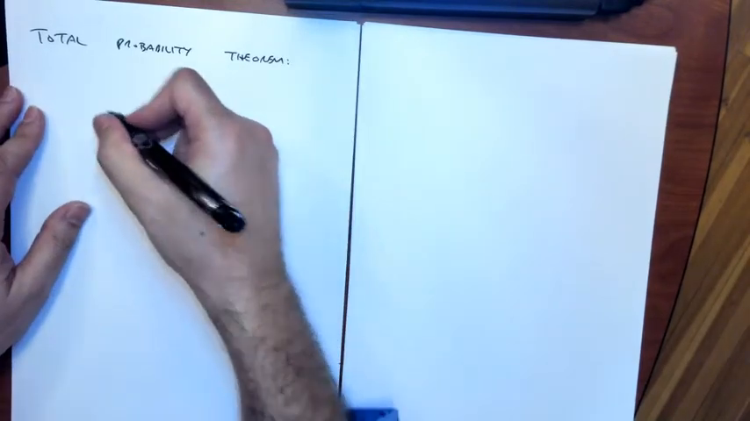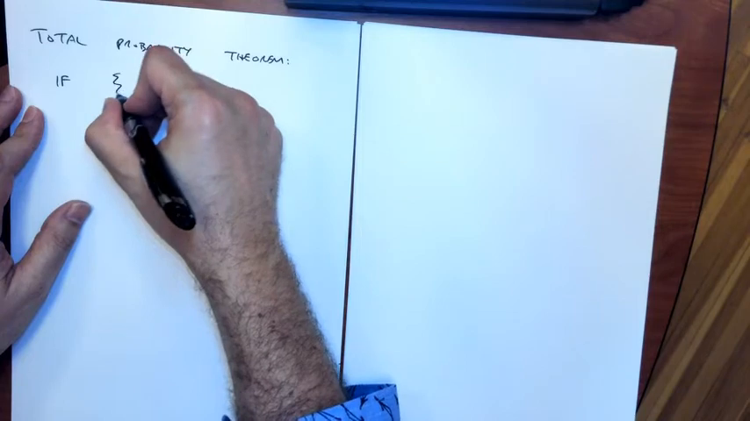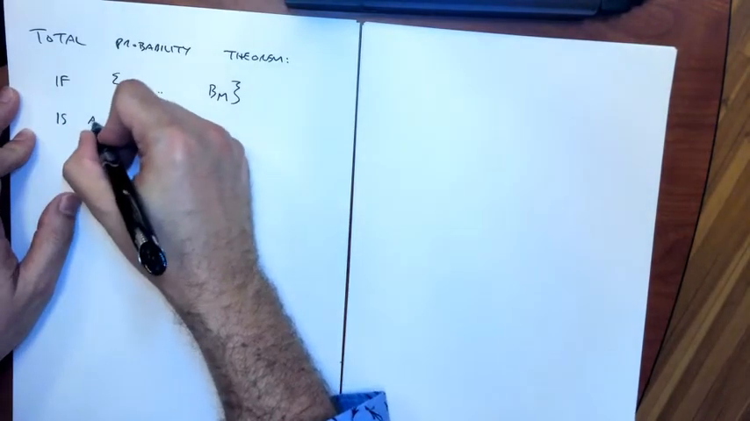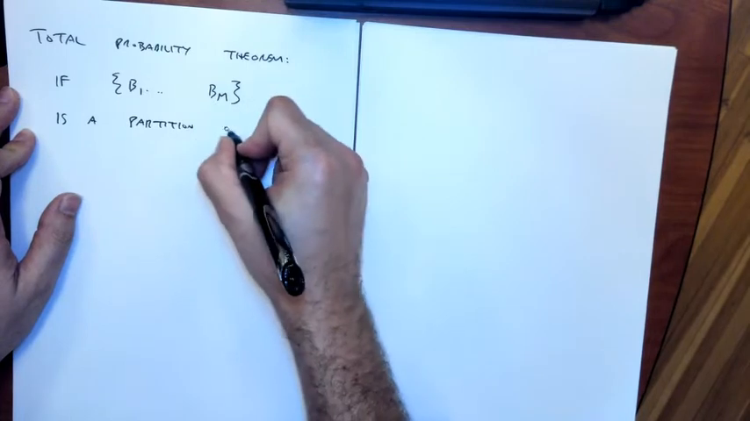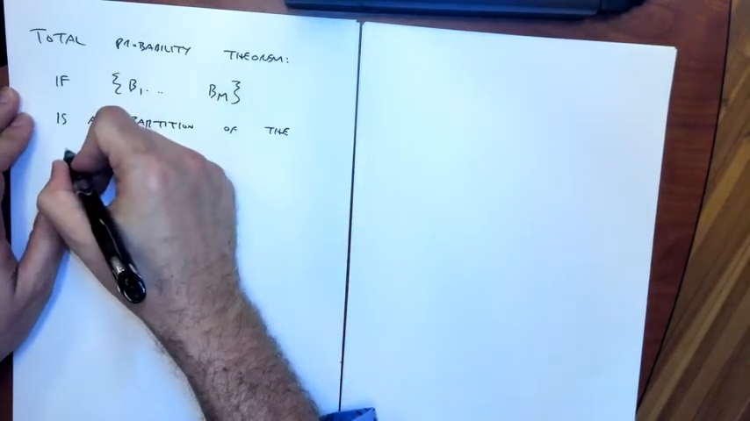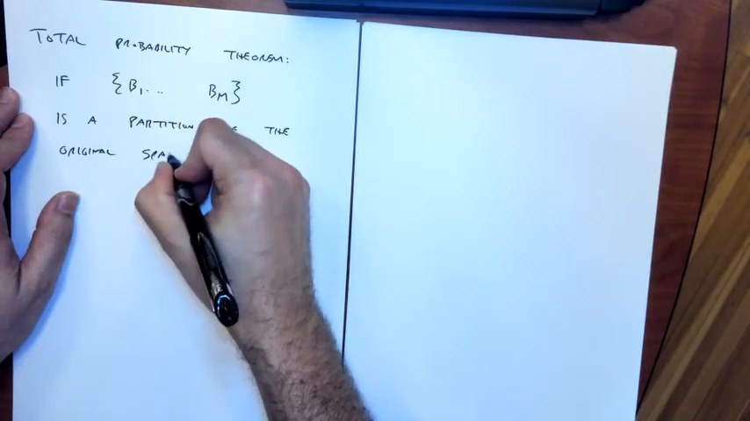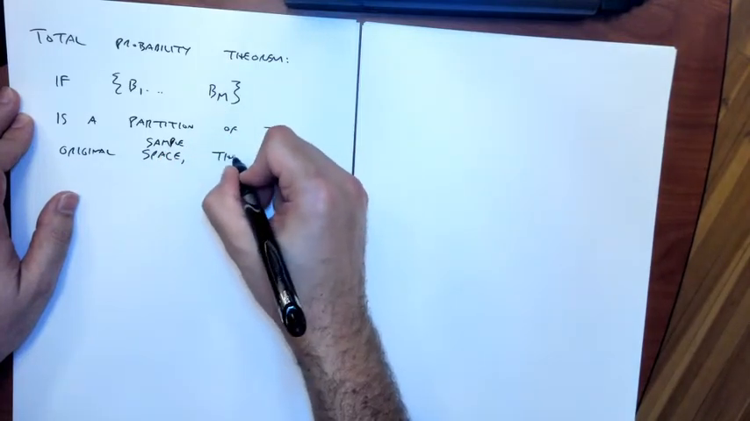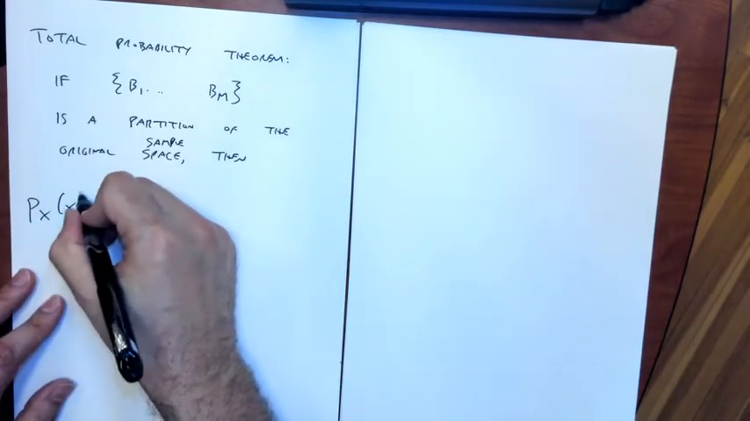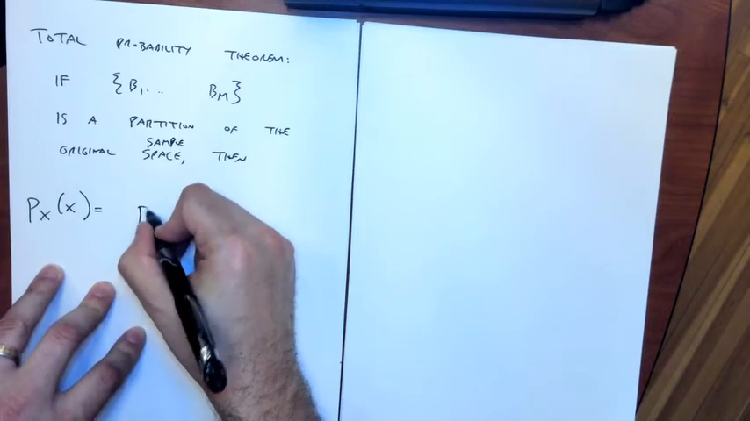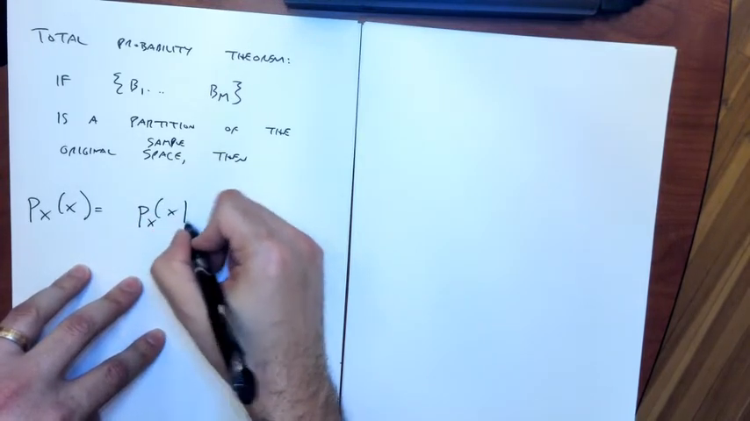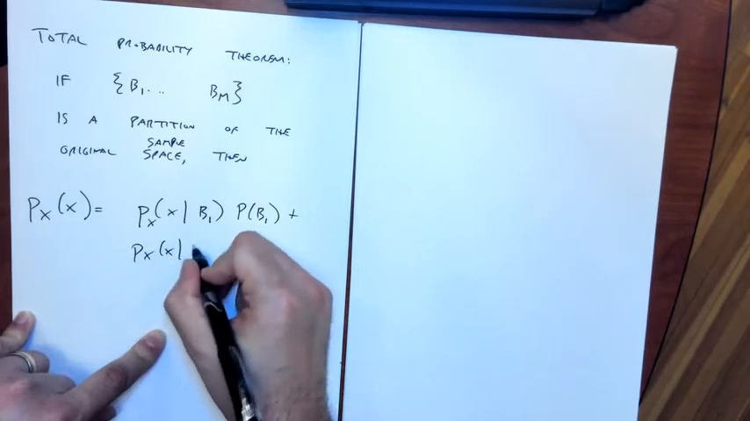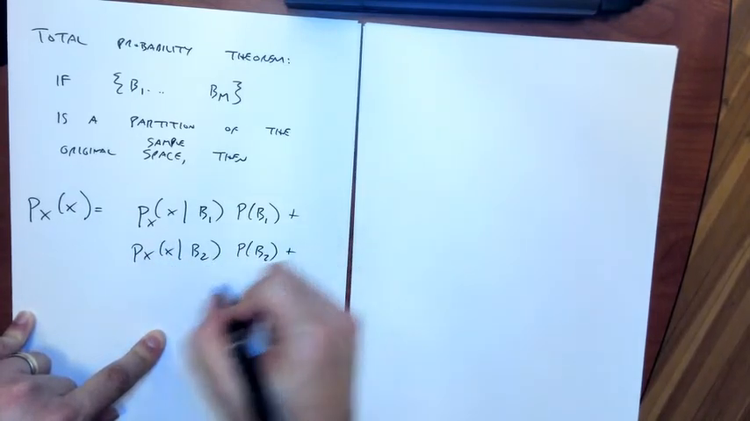This says that if there are, say, m possible states of nature, if this is a partition of the original sample space, so if one of these things has to happen, then the overall PMF of a random variable is the probability of x given b1 times the probability of b1, plus the probability distribution of x given b2 times the probability of b2, plus dot, dot, dot.